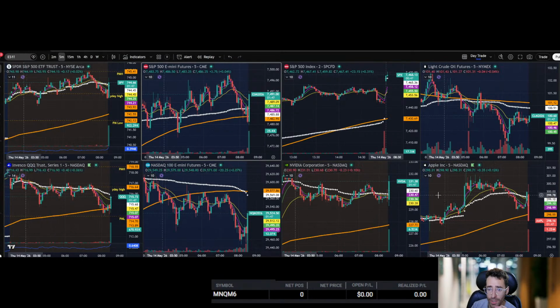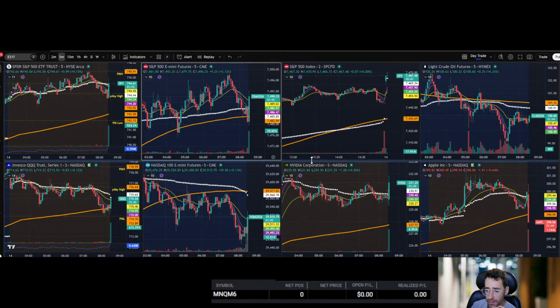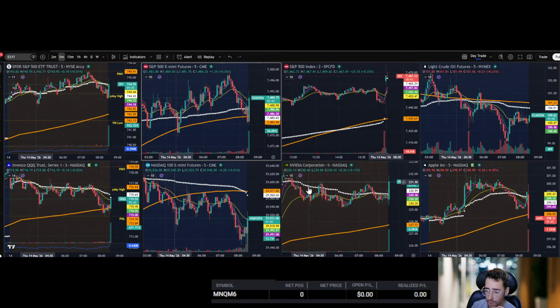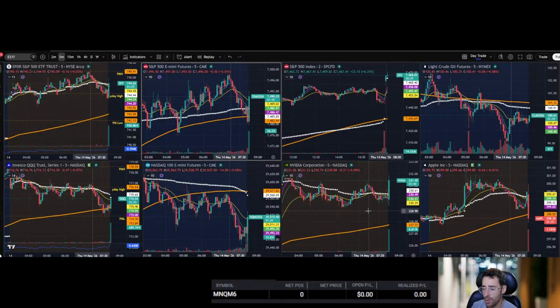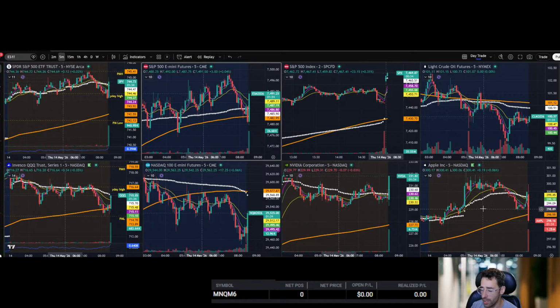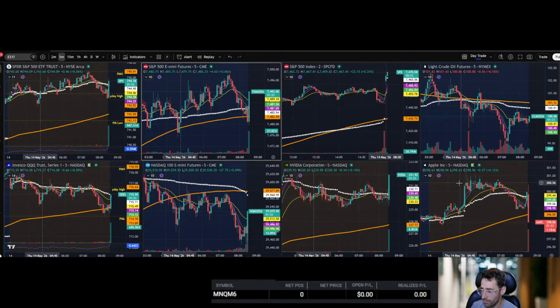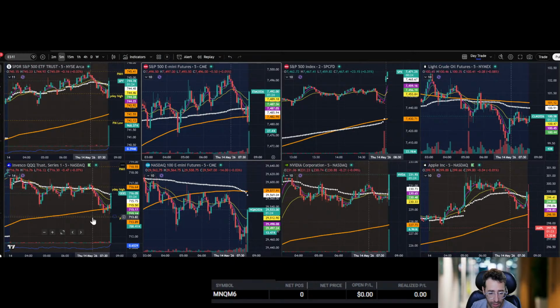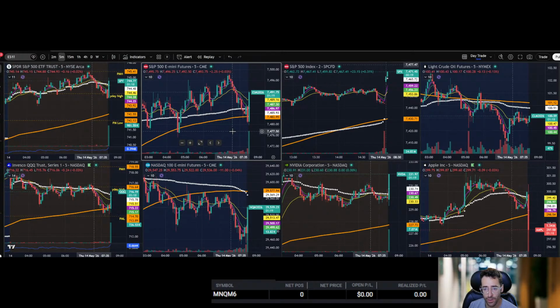I keep these on my chart because they move the market the most. They're the most heavily weighted in the market. So it's important to see how they're moving to get a sentiment of how the market is moving. And then I draw all my levels here. We're getting close to this 7,500 here, so definitely interested in that.